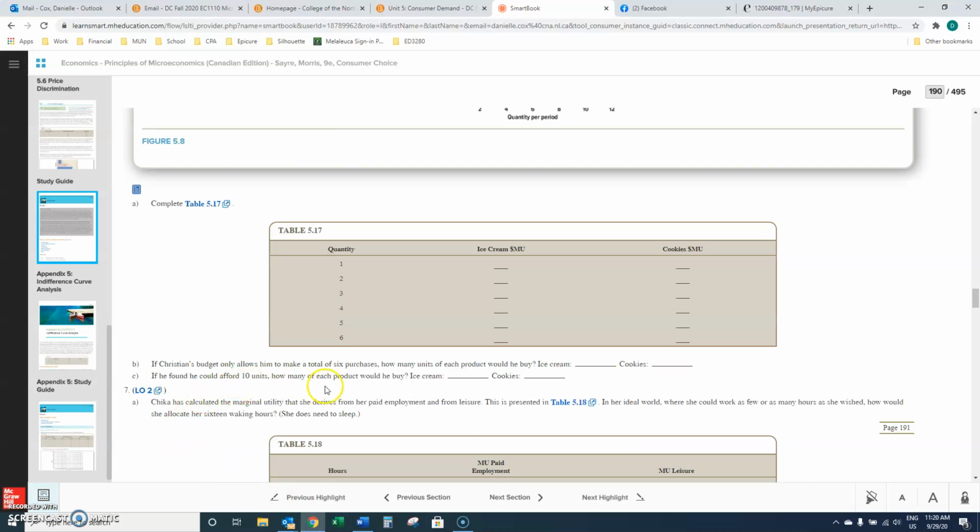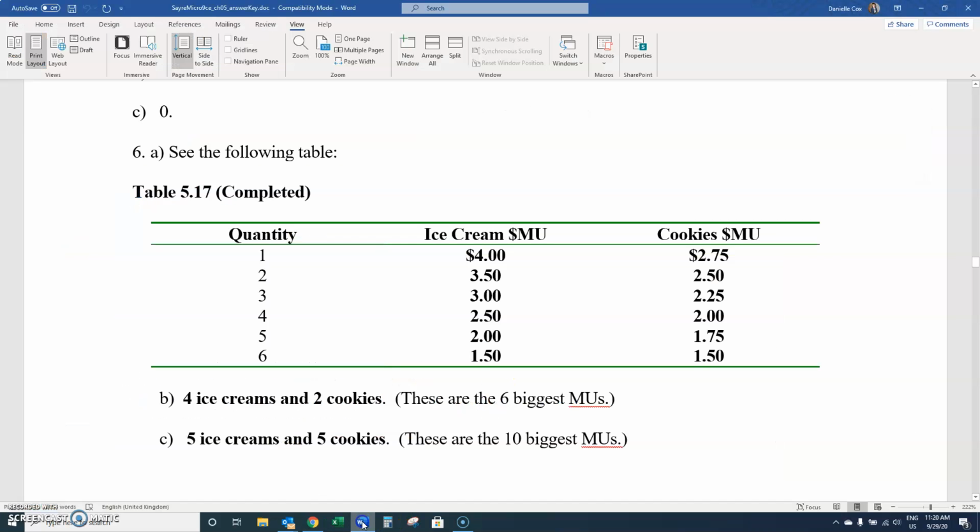Now if he can afford 10 units, what's he going to buy? We already know the first 6. So if we just continue on, he can buy 4 more. We're already at the 4 ice creams, which is $2.50, and the cookies, which is $2.50. So for his next purchase, would he get a marginal utility of $2 or $2.25? He's going to pick the $2.25 and buy another cookie. So that's 7.